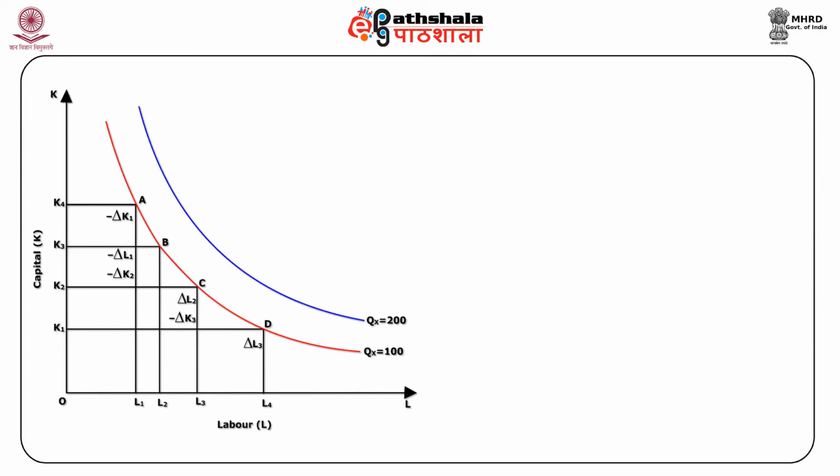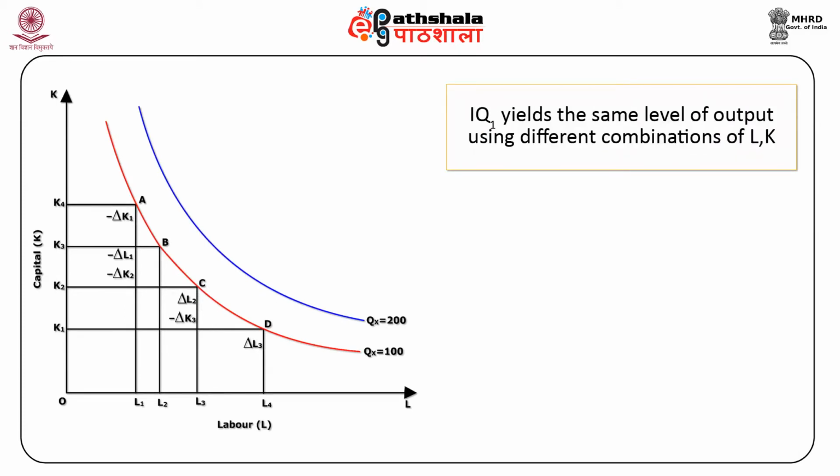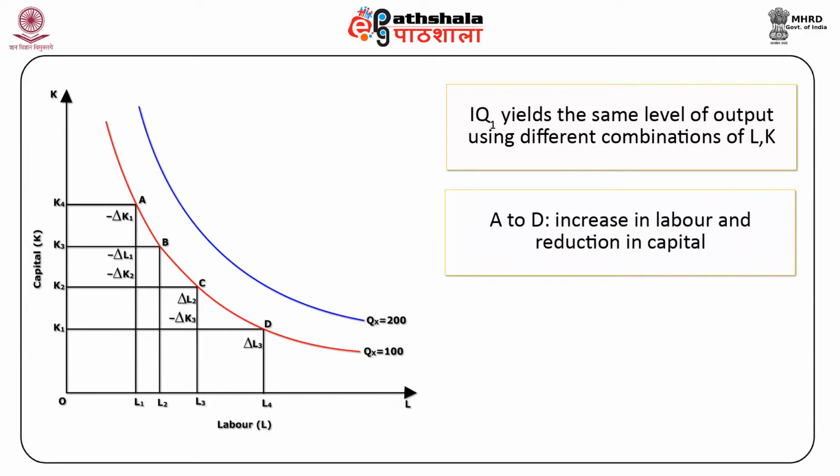IQ1 yields the same level of output, that is 100 units of X, using different combinations of L and K. But it is important to note here that the movement from point A to D indicates an increase in the employment of labor and reduction of capital in the production process. This clearly indicates that labor and capital are substitutes for each other, as the same quantity of X can be produced by either more of labor or less of capital, or by more of capital or less of labor.